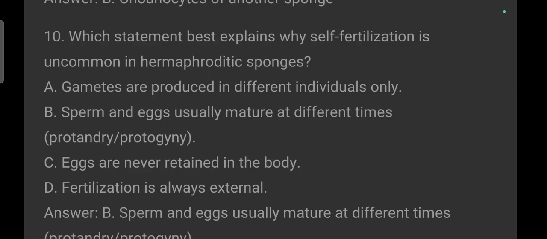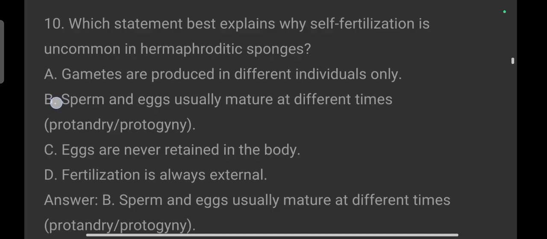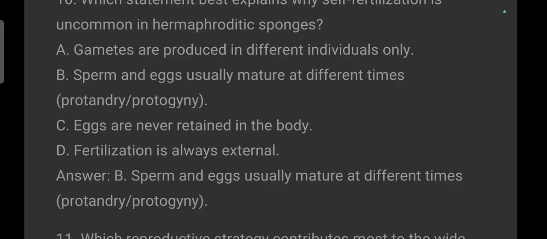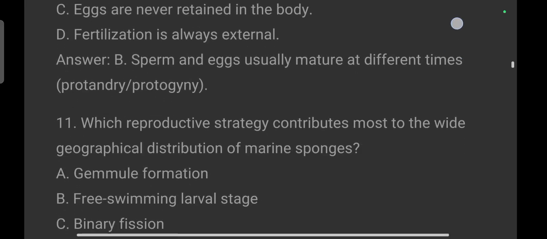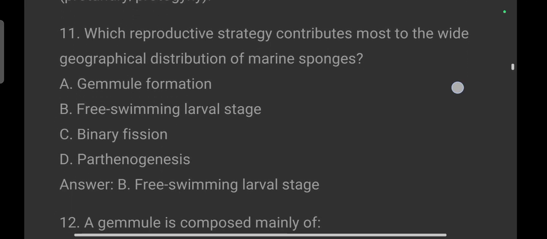Sperm and egg usually mature at different times, which is known as protandry or protogyny. Eggs are never retained in the body. Fertilization is always external. Answer is sperm and egg usually mature at different times, protandry or protogyny. Which reproductive strategy contributes most to the wide geographical distribution of marine sponges? Gemmule formation, free swimming larval stage, binary fission or parthenogenesis. Answer is free swimming larval stage.